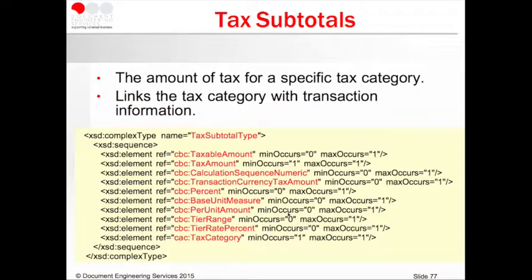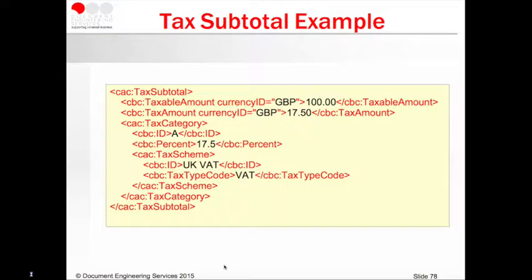Finally, when we talk about tax, we need to talk about how it applies to a specific transaction. So now we're talking about the application of a tax scheme to a particular transaction. And we deal with tax totals and tax subtotals. So the amount of tax for a specific tax category is a tax subtotal, because clearly there could be multiple taxes applied to a transaction. Each tax subtotal has obviously a taxable amount and an identification of the category that it comes from.